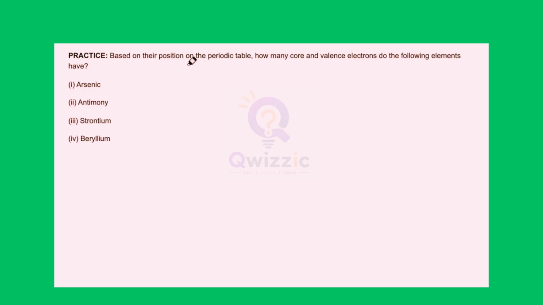Welcome back, everyone. Based on their position on the periodic table, how many core and valence electrons do the following elements have? Let's start with the first one. We're given arsenic. And first of all, what we want to understand is that we can easily get the total number of electrons in the arsenic simply by looking at its atomic number Z. So the atomic number of arsenic based on the periodic table would be 33.